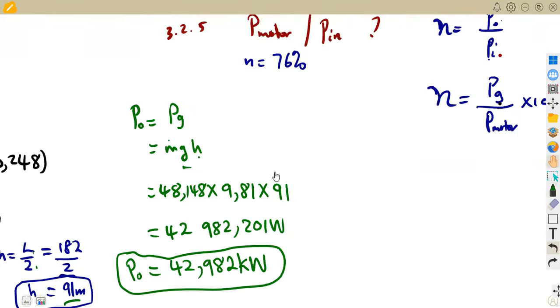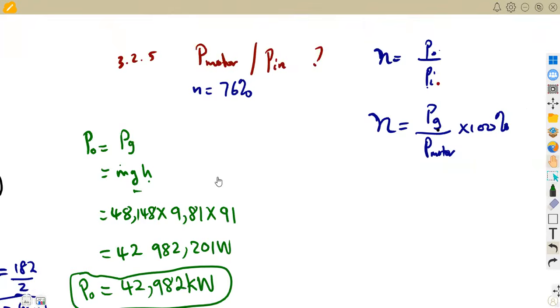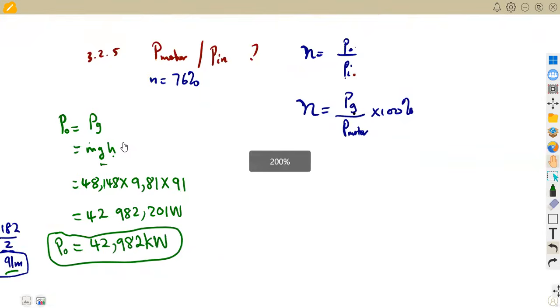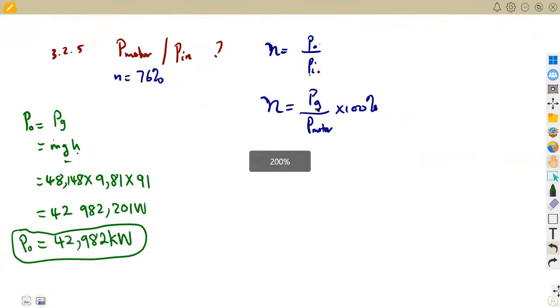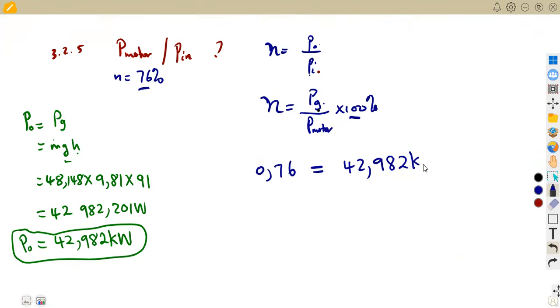And we can substitute this information because we want to calculate the power of the motor, which is our P in. So to calculate P in, which is the power of the motor, we simply need our formula. We said efficiency, which is 76% divided by 100, is 0.76, which is equal to PG, that is P out, so we've got 42,982, which is kilowatts, over the power of the motor, which is our P in.